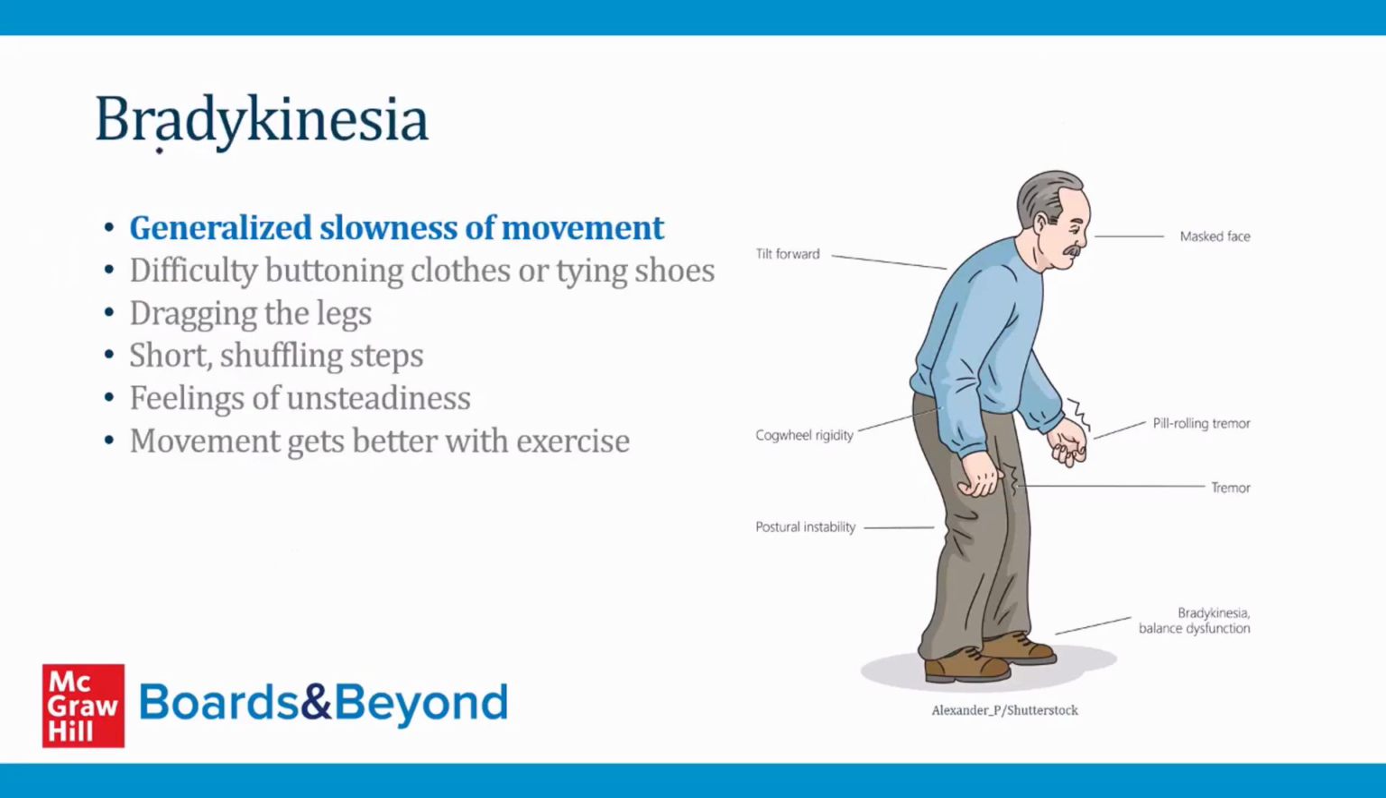The second classic feature is bradykinesia, which means a generalized slowness of movement. When you meet patients with Parkinson's disease, one of the things that will stand out to you is that they simply move very slowly in all ways, walking, moving their hands, everything.